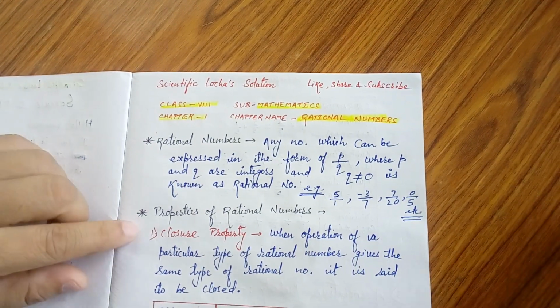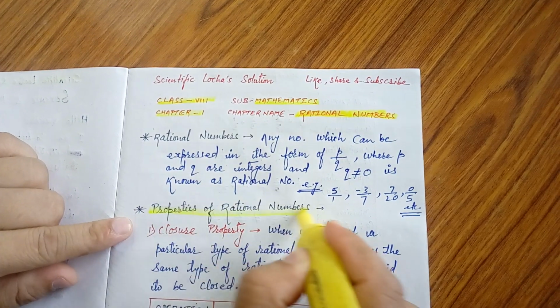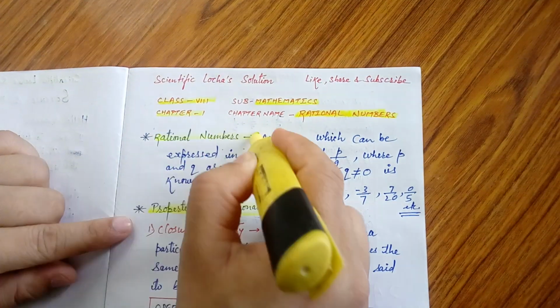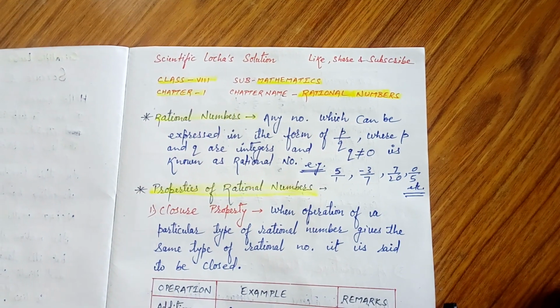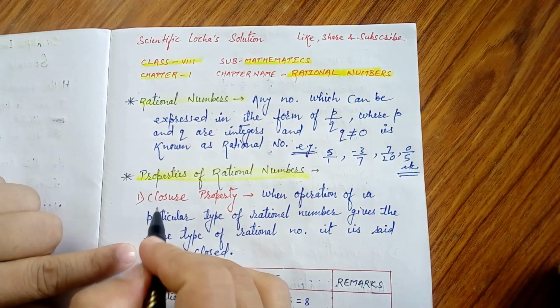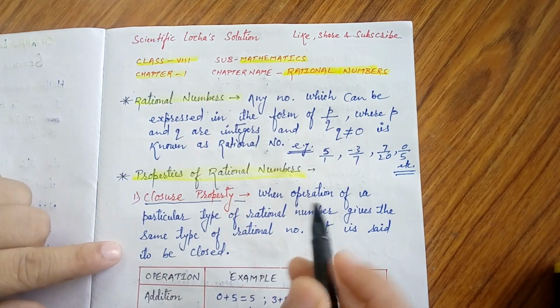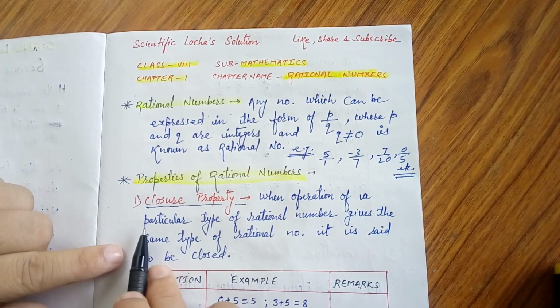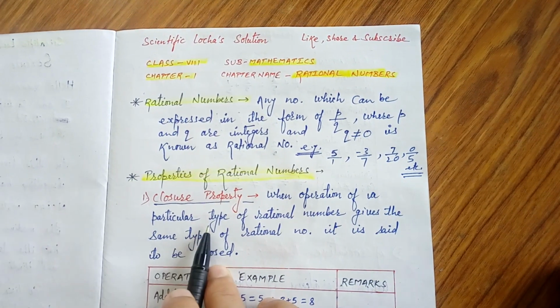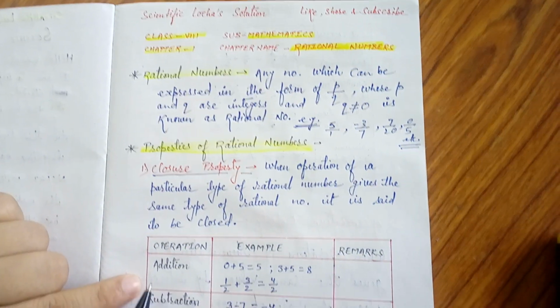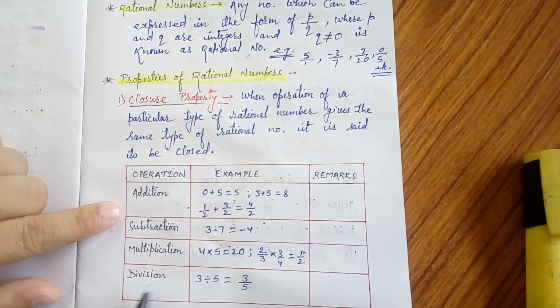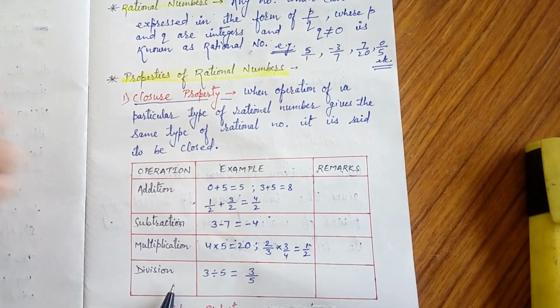Now we will move to the properties of rational numbers. First property is closure property. What closure property says? When operation of a particular type of rational number, operation means addition, subtraction, multiplication and division, these are said to be operation.